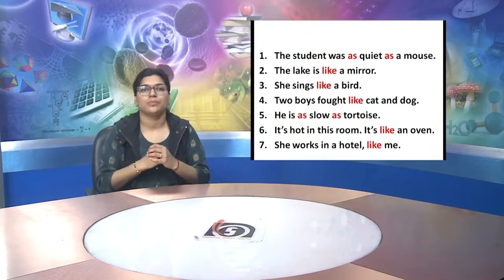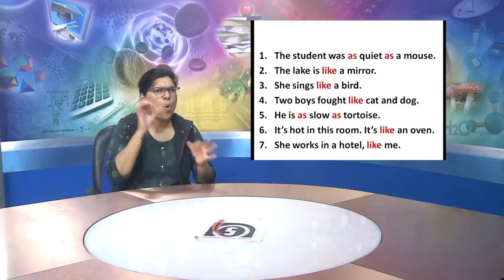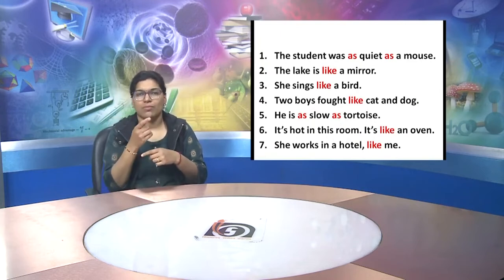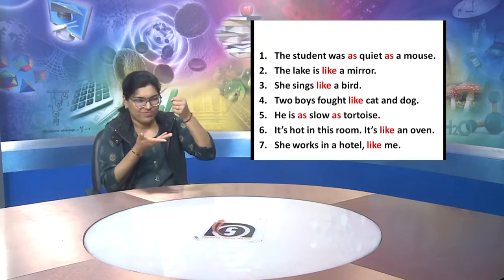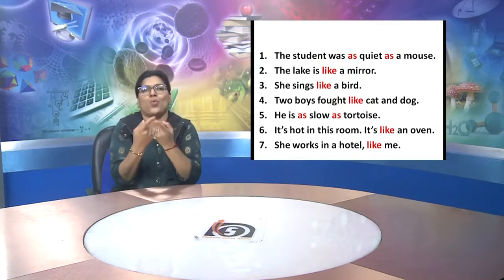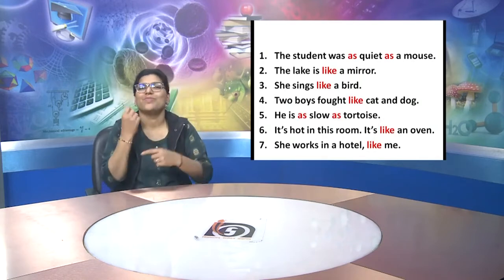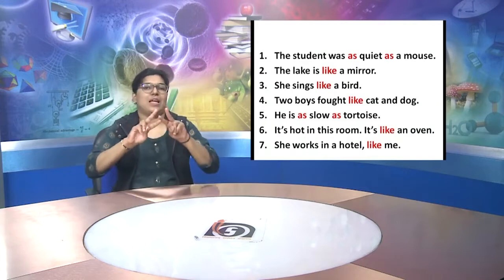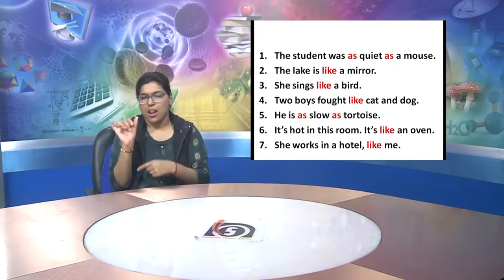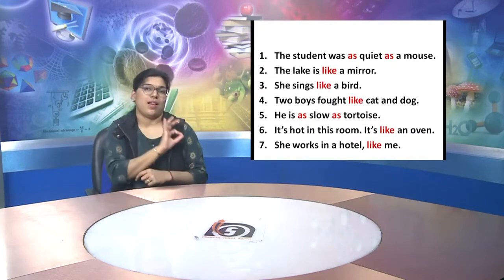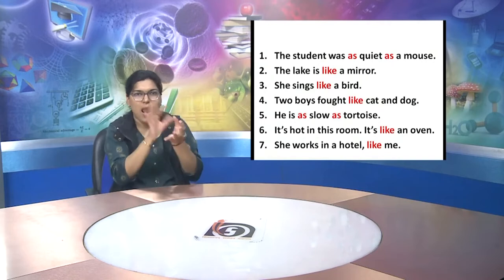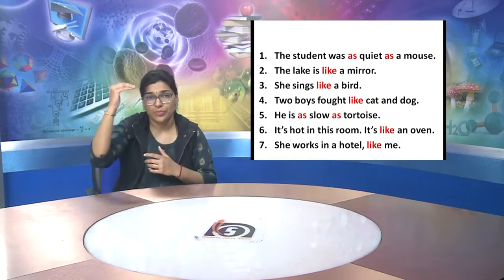In the next example, which is number 6, it is hot in this room. It is just like an oven, where we keep some cakes, or sometimes we make pastries in the microwave or oven. So here it does not mean that we are liking that thing. The word like has been used for the comparison. If the word like is used for comparison, we should try to make it clear.